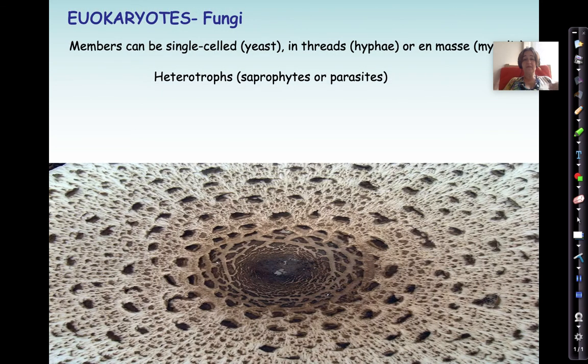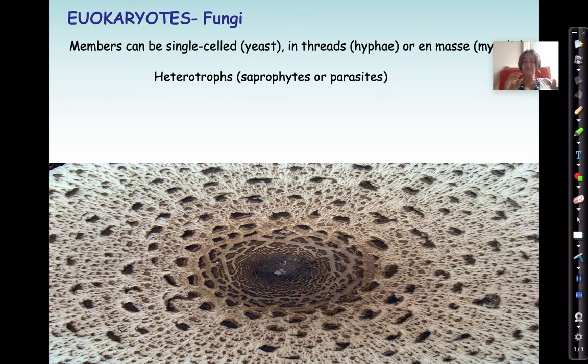Okay, so now we're getting into the more familiar kingdoms. We've got the fungi or fungi. Fungi is a good word to use because you can make a joke about it, something like, why didn't the mushroom go to the party? Because he wasn't a fungi. Something like that. You can say it either way.